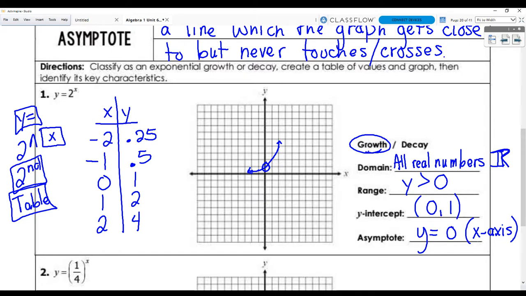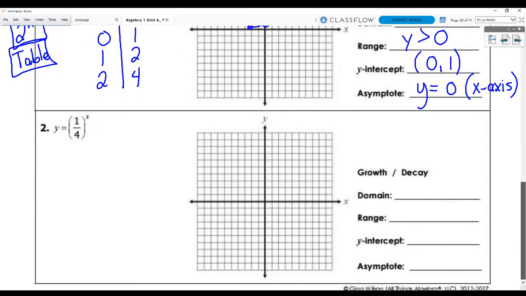Let's try another one. So this time our base is 1/4. That is a number between 0 and 1. So therefore this is an exponential decay. You'll notice when we graph it, it goes downwards as we read the graph from left to right.